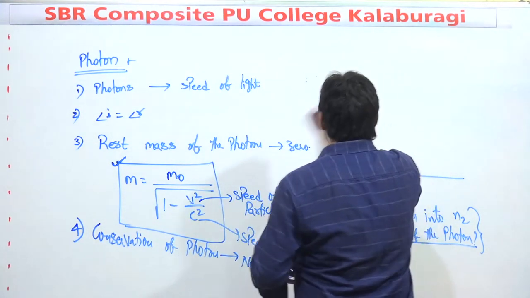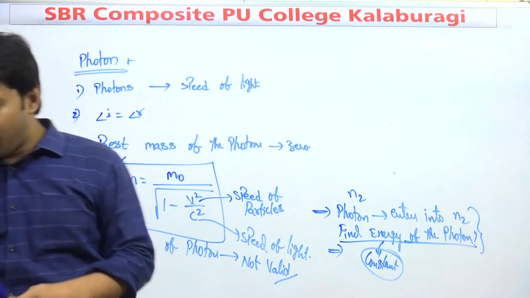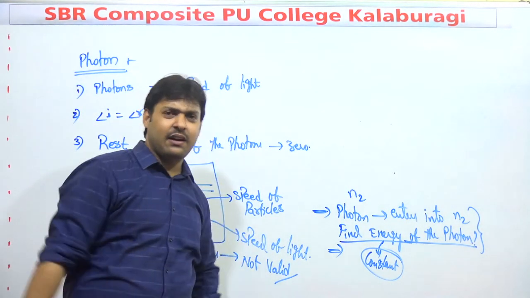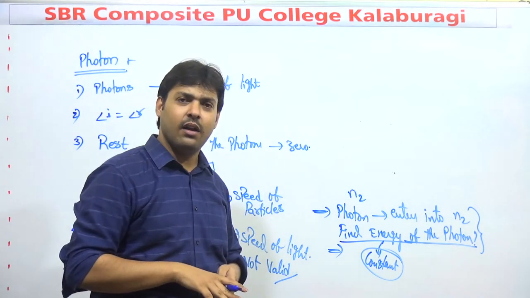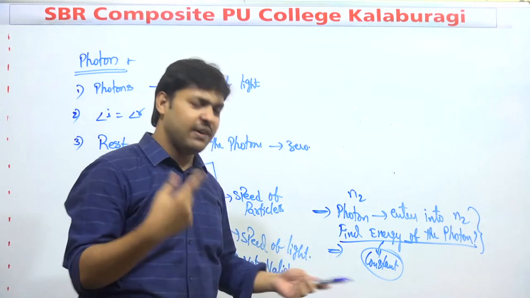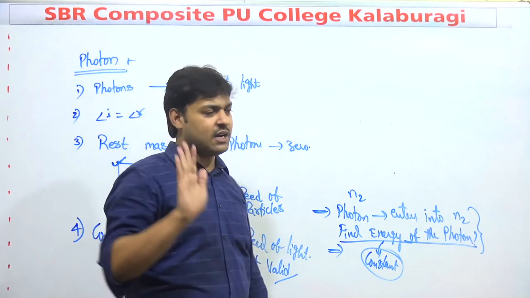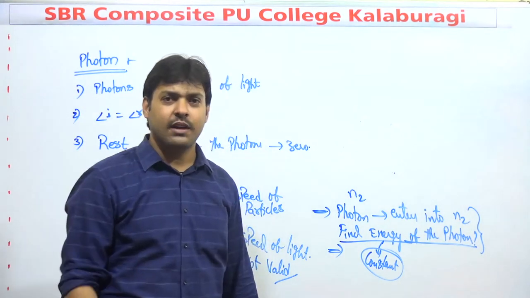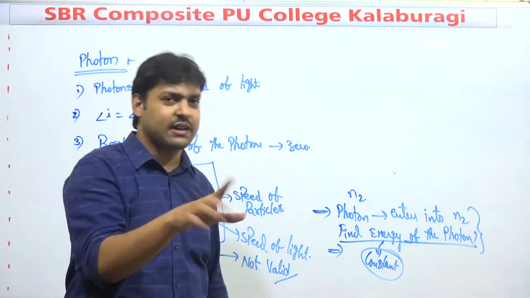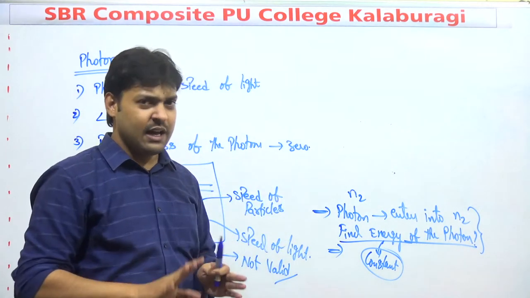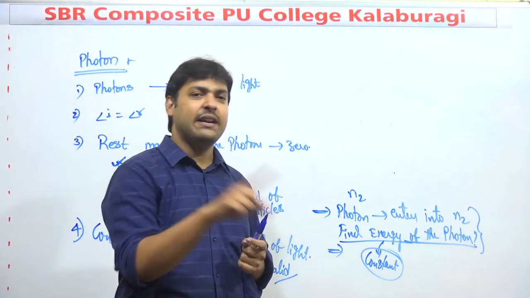For example, if I consider an electron and place it in an electric field, or in a magnetic field, what will happen? Electric field you know, magnetic field later we will get, don't worry about that. If an electron is placed in the electric field, definitely it will move, it will accelerate. If I place it in a magnetic field, it will deflect. Later we will see how it will be deflected.